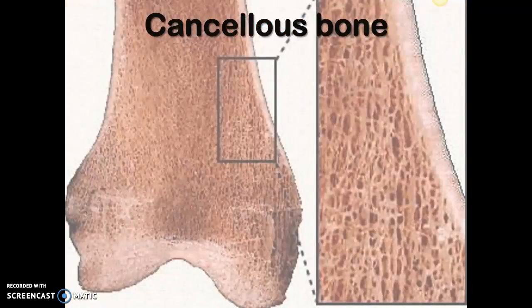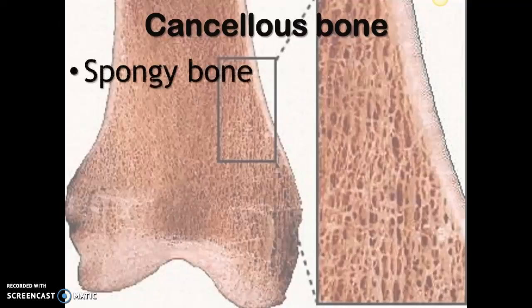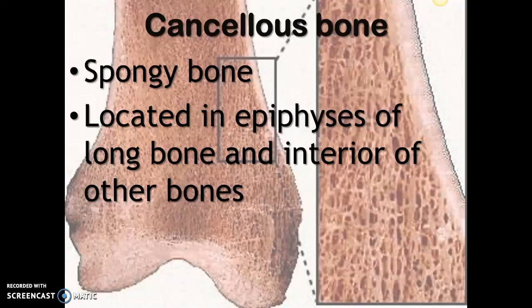Okay, cancellous bone, we also call spongy bone because it looks spongy. This is where Gustave Eiffel got his inspiration for the Eiffel Tower. He looked at the edge of the bone and saw this little scaffolding, these rods and structures interlinked, and thought, it's very strong, it's lightweight, and it works. We also call it spongy bone, and it's located primarily in the epiphyses of the long bone, and lining the medullary cavity.